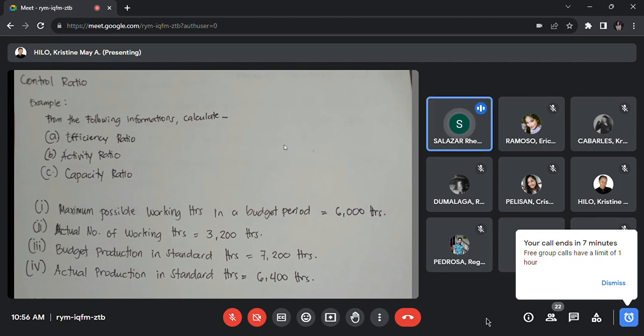Next slide. So, amayan sa ato sample problem. From the following information, calculate efficiency ratio, activity ratio, capacity ratio. Ang maximum possible working hours in budget period is 6,000 hours. Ang actual number of working hours is 3,200 hours. Ang budgeted production in standard hours, 7,200 hours. And sa actual production in standard hours, 6,400 hours.